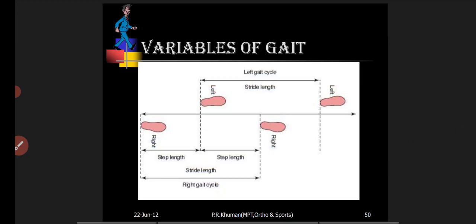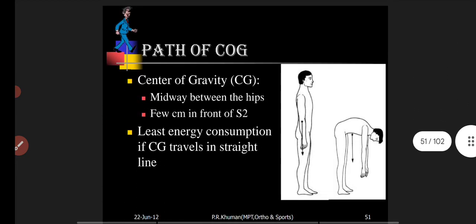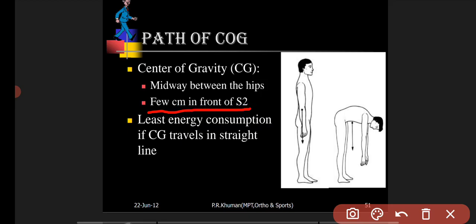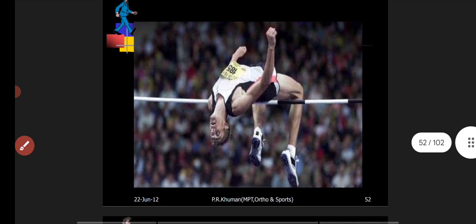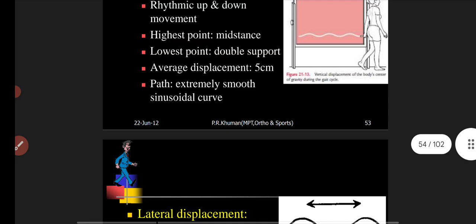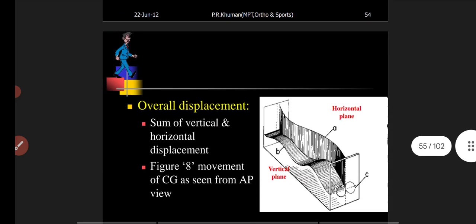In one cycle you can see the step length, stride length, right gait cycle, left gait cycle. The path of COG, center of gravity, is always midway between the hips and a few centimeters in front of the S2 vertebra. There is least energy consumption if the COG travels in a straight line. Vertical deflection is the most important, and lateral deflection is less important.